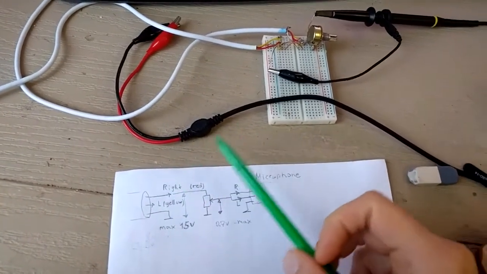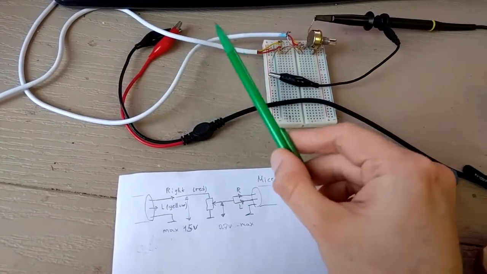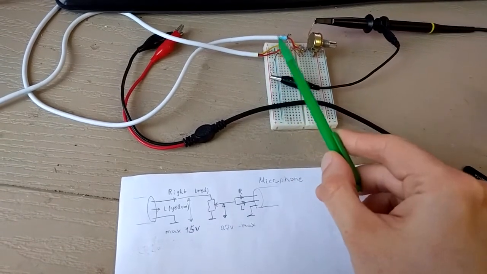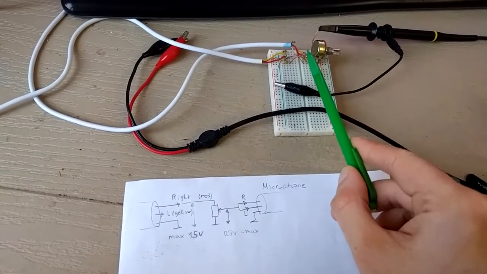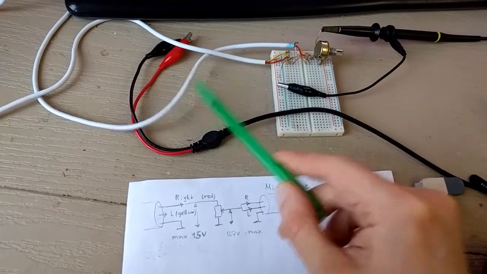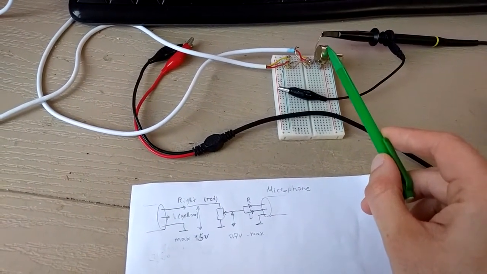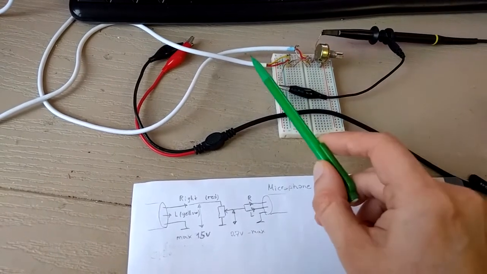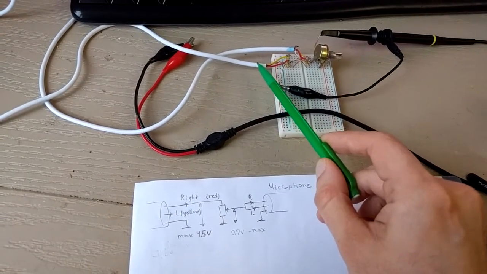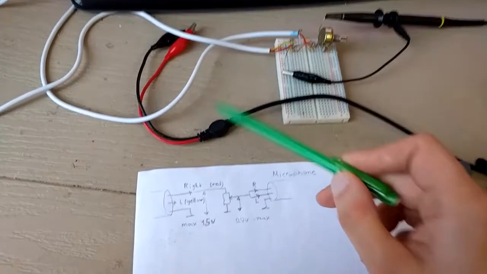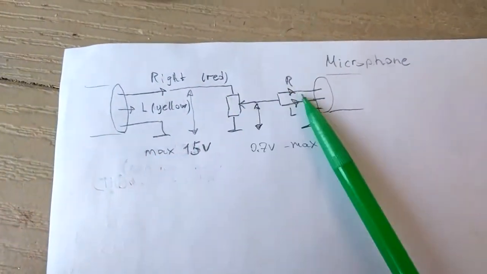Here is my setup to test the sound card. So basically I have the output signal coming to the potentiometer, from where it goes to the microphone. With this piece I can change the input level, and the output level I can change using my operating system. So here's the circuit.